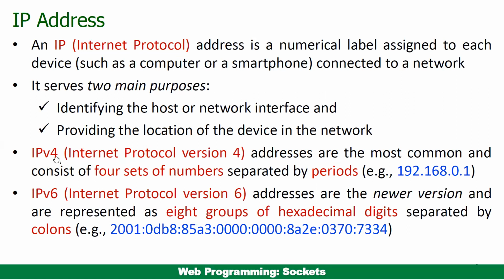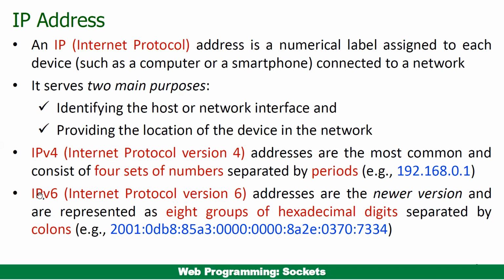The first one we'll call IPv4, meaning Internet Protocol version 4, which is the most common and consists of four sets of numbers separated by periods, that means dots. For example, 192.168.0.1. So this numerical address is separated with dots.